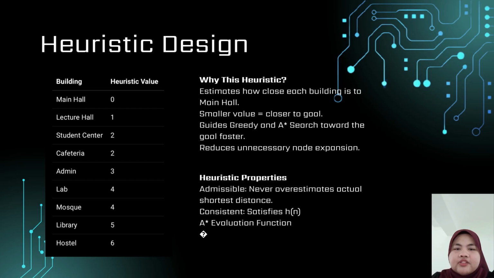The heuristic is also admissible, which means it never overestimates the actual shortest distance to the main hall. It is consistent because the heuristic values decrease gradually as we move closer to the goal. For A* search, the evaluation function is f(n) = g(n) + h(n), where g(n) is the actual cost from the start and h(n) is the estimated cost to the goal. This allows A* search to find the shortest path efficiently.